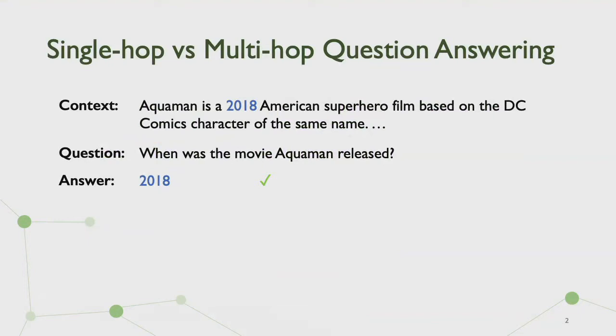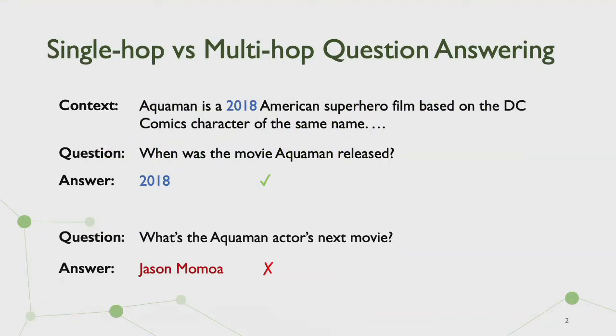making systems answer questions given context. So you can see that our systems nowadays can answer this given question: when was the movie Aquaman released, given a fixed context that talks about the movie. That's all good. But these systems usually fail to answer slightly more complex questions like the following. What is the Aquaman actor's next movie? Actually, plug this question into a model trained on SQuAD, but it only gets part of the answer.